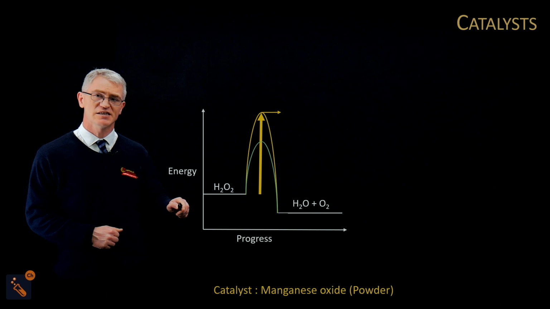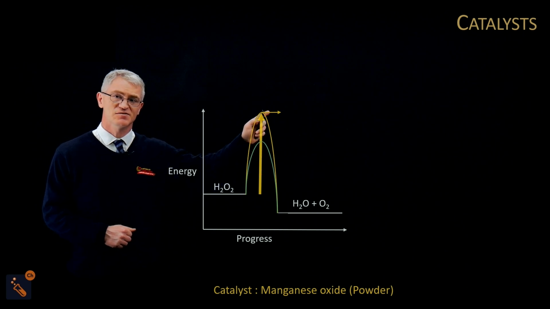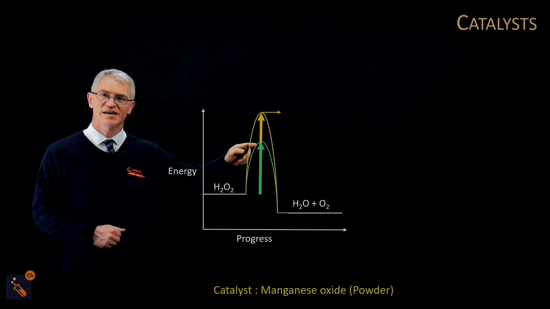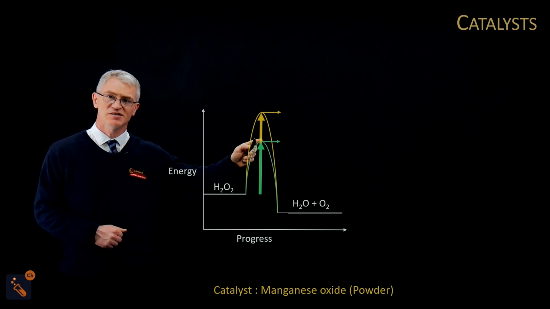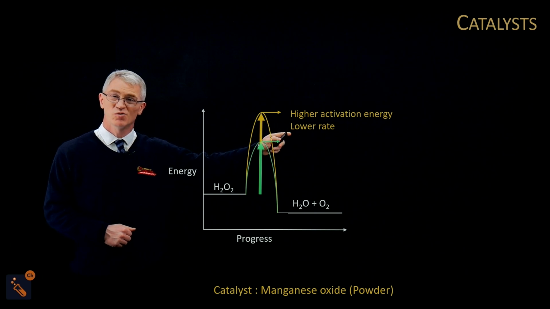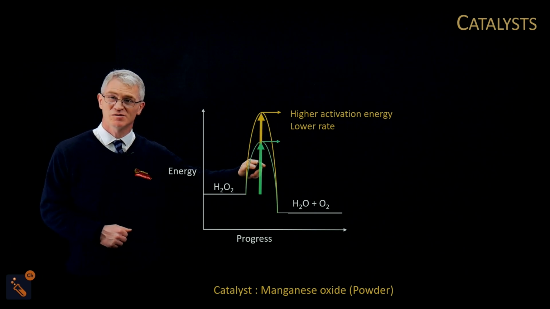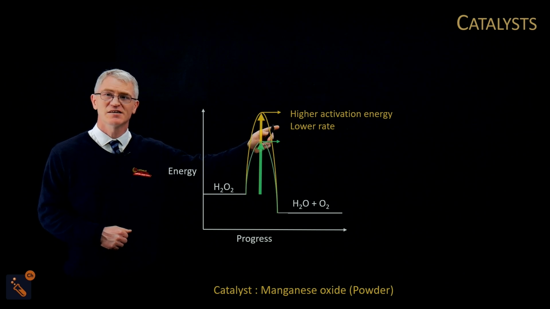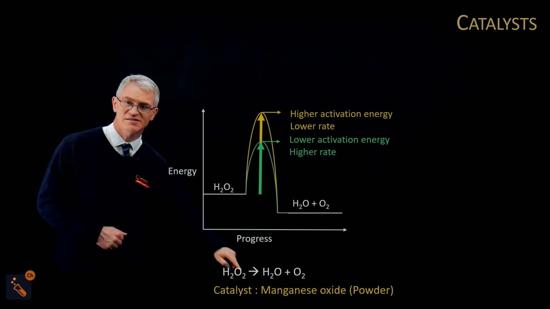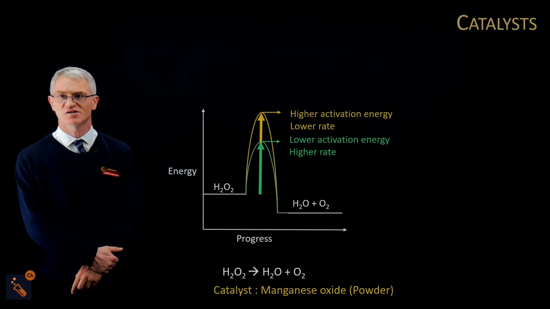You can see here the activation energy for the normal reaction, and here's the activation energy with a catalyst. So it's lowered that activation energy. Higher activation energy will mean a lower rate, so it takes more energy to make it happen, and that's without a catalyst. Lower activation energy, higher rate, is with a catalyst, and the catalyst is manganese oxide.